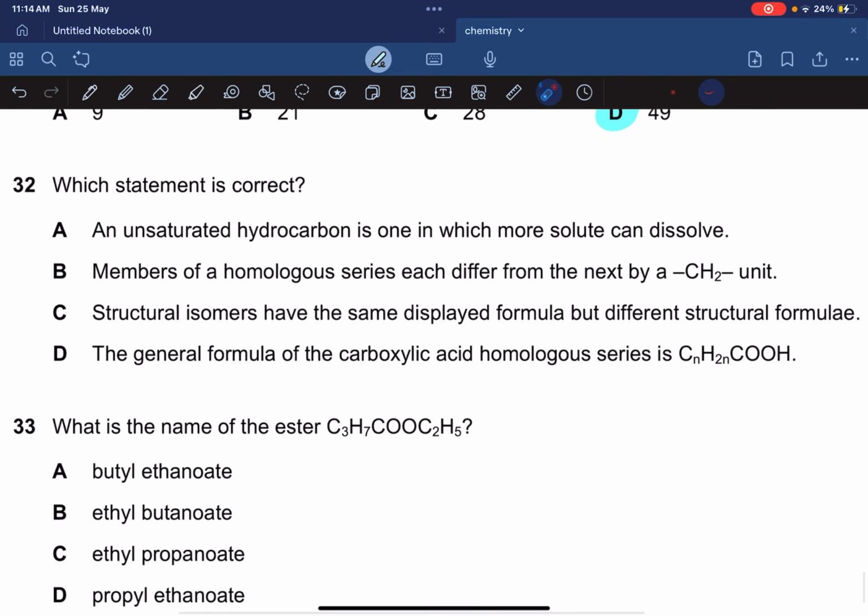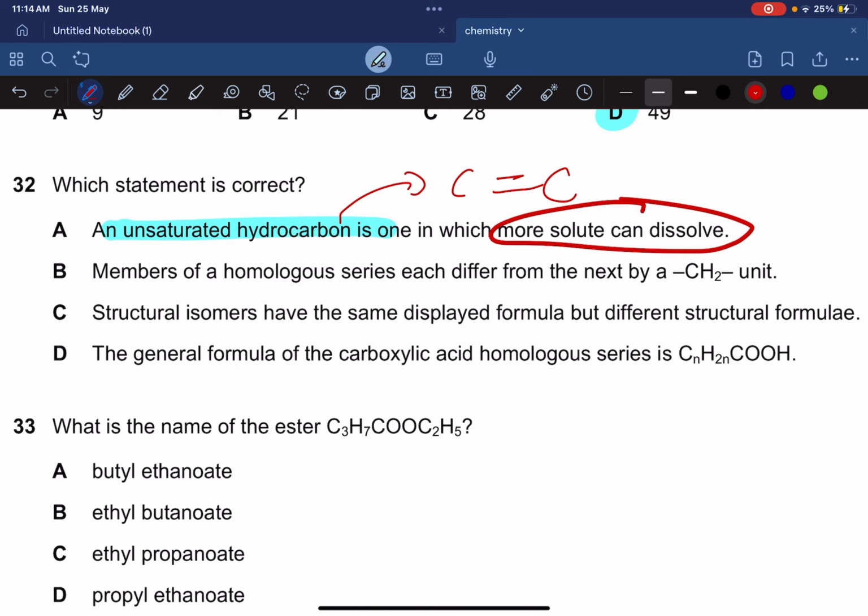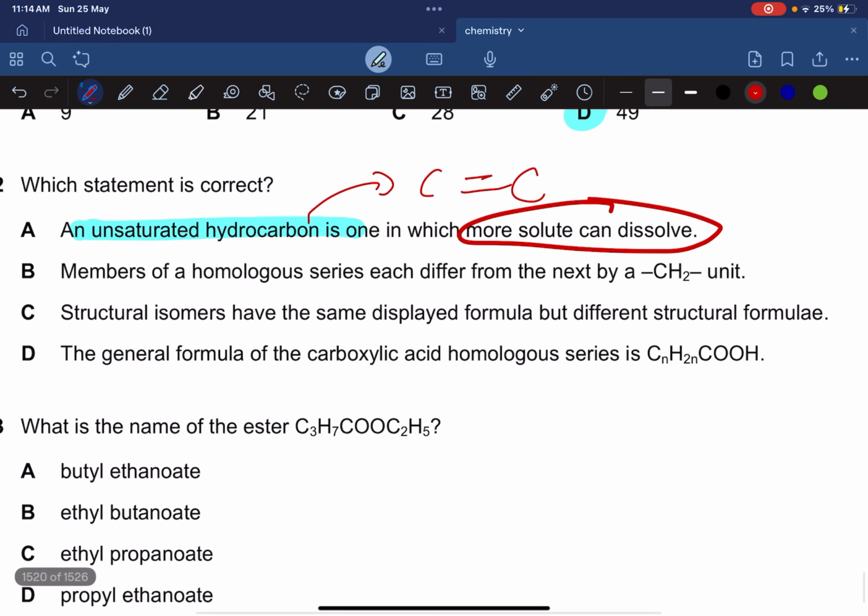Okay, which statement is correct? An unsaturated hydrocarbon is one in which more solute can dissolve. Oh my god, they're trying to confuse you, saturation with solubility. That's incorrect. An unsaturated hydrocarbon is one that has a carbon-carbon double bond. Okay? That's what you mean by unsaturation. This is just I guess a distractor option. Okay, members of a homologous series each differ from the next by 1 methyl unit. That's extremely correct. Option B is going to be correct.